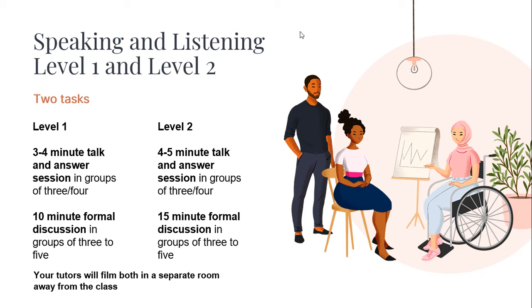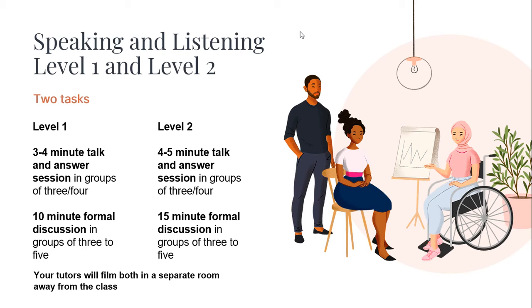Level 2s, you will do a 4 to 5 minute talk presentation activity in groups of 3 to 4, and again, you have a choice of topic that you can do. Your second task will be a 15-minute formal group discussion, again in groups of 3 to 5 people. So where we have given timings for the group discussion, that is between all of the people involved. It's not 15 minutes per person involved. It's 15 minutes between the 3 to 5 people that are talking.